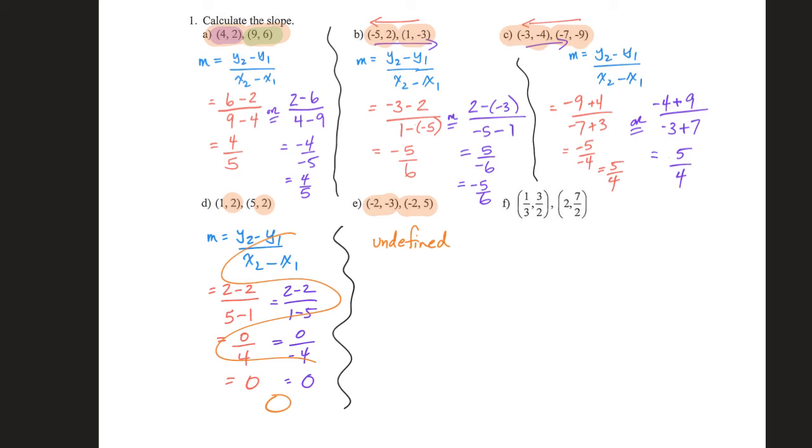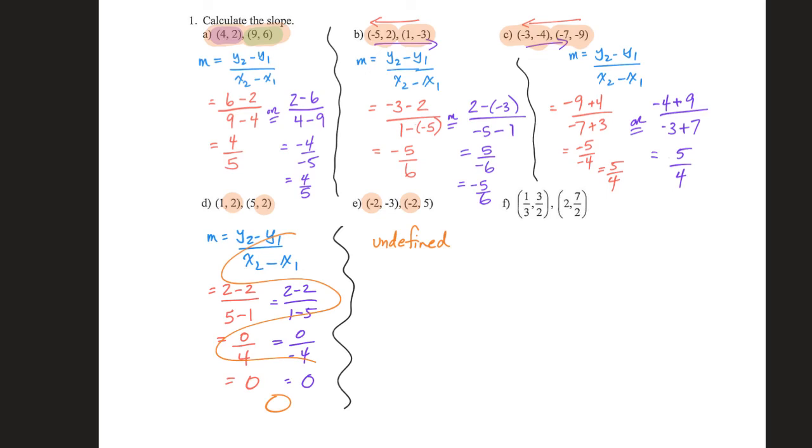Now, why was that the case? Well, because if I was to plot those points, (-2, -3) and (-2, 5), those points are above each other. They form a vertical line. Specifically, if I look back at the points, my x values are the same. And so points that have the same x value are vertical from each other. And we know that any line that's vertical has a slope that is undefined.